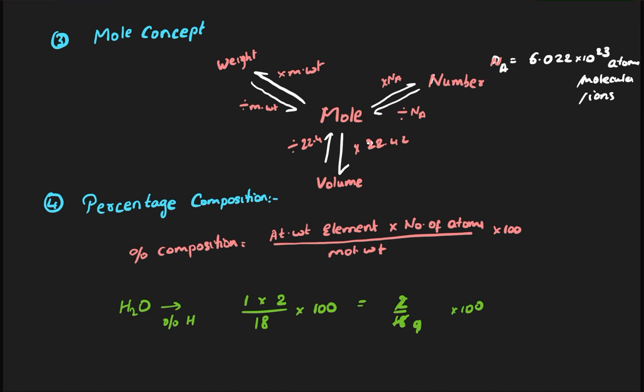Solve this, you get 100 divided by 9, which is nothing but 9 ones are 9, then again 9 ones are 9, again 0.111, so you get 11.11%. So this is the concept. This is the final answer: 11.11% of water is hydrogen. Similarly, you can find the percentage composition of oxygen also. So this is the entire method of doing percentage composition.